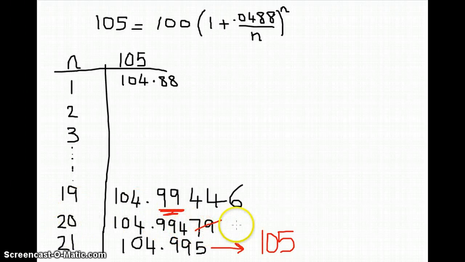So that's really close. And then at 21, I'm rounding to 2 decimal places, and it actually checks, and that turns to 105 when we're rounding. So the bank is giving us a minimum of 20. I can accept 21 actually to be more accurate. But you see how that worked? We're just guessing and checking based on this formula.